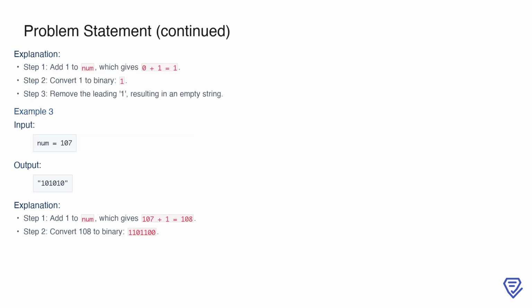Now, consider the case where number equals 107. Initially, we add 1 to number, resulting in 107 plus 1 equals 108. Converting 108 to its binary representation gives us 1101100. At this stage, we remove the most significant bit, which is the leading one from 1101100. This operation results in the string 101100. So, the encoded string representation of 107 is 101100. This process demonstrates how the encoding rule is consistently applied regardless of the input value.